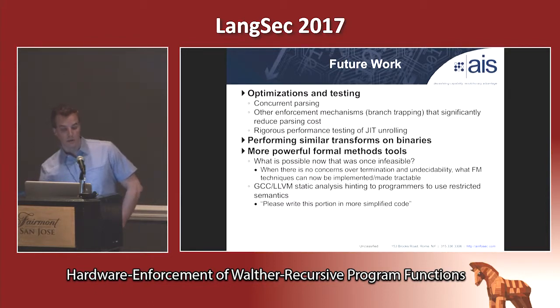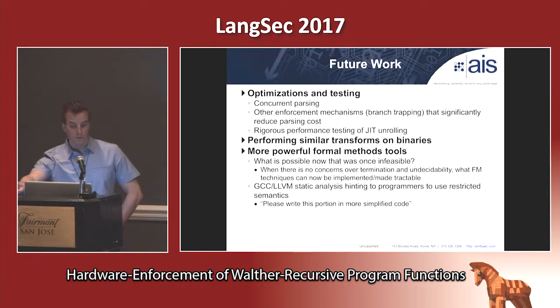I mentioned concurrent parsing before. That's certainly something we can do. It's just a question of manpower. There are other enforcement mechanisms out there that could be leveraged to substantially increase the performance of this. I believe that ARM actually supports certain types of branch sharpening in the hardware. There's also the ability in ARM at the hardware level to do forward-only enforcement, so that would be certainly something to look into. In that case, it would actually eliminate the parsing cost entirely.